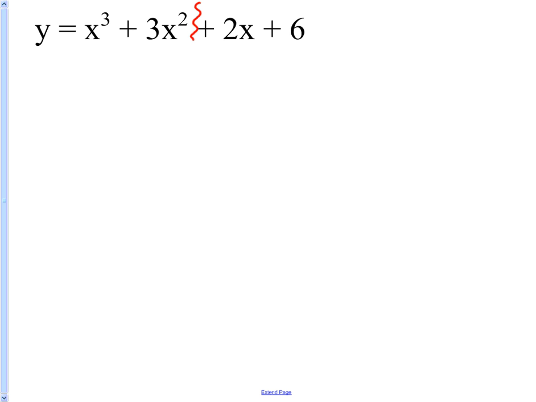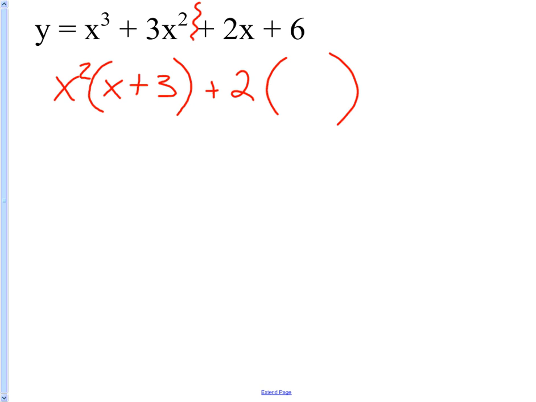So let's do the first part. What can I factor out of that first part? Yes, x squared. And when I do that, what do I have left? X plus 3. And now, on the second part, you can factor something out. 2 comes out of it. I'm going to call it positive 2 because it is. And what do I have left? X plus 3.